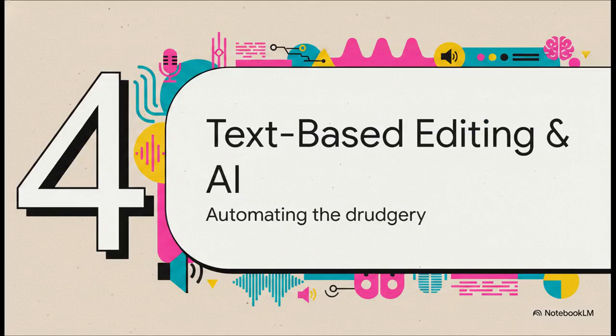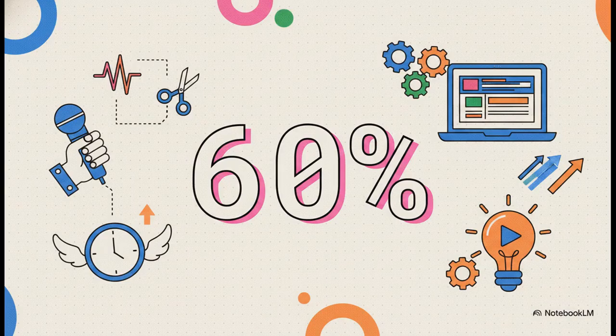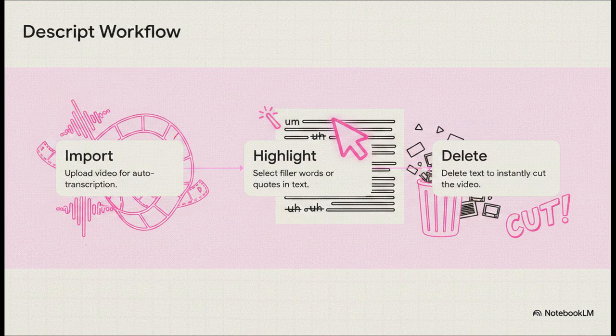Let's shift gears to section 4, text-based editing and AI. 60 to 70%. That's the staggering reduction in editing time creators are seeing when they use tools like Descript. Just imagine getting literal hours of your life back every single week simply by changing the way you edit dialogue. And the magic of Descript is incredibly intuitive. You literally edit your video by deleting words in a text document, and it automatically cuts out the matching video and audio. When you highlight and delete a sentence or a filler word from the transcript, the video seamlessly jumps to match. It is genuinely as easy and natural as editing a Word document.